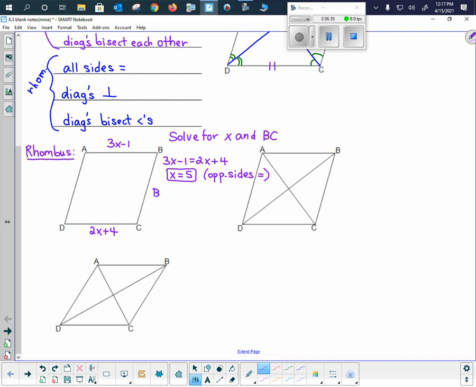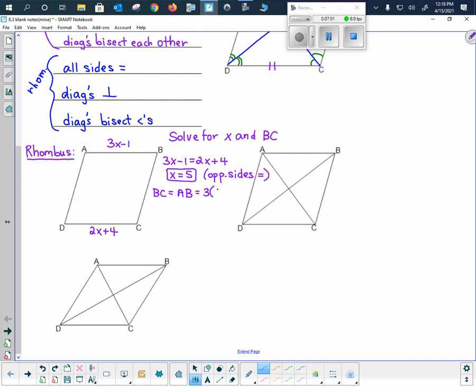Well, notice BC is not labeled. And in a parallelogram, I would have hoped AD was labeled, right? So I could say opposite sides are equal. Well, I don't have that this time. But I should recognize that BC would equal AB. It could just as easily have equaled DC. It doesn't matter. Okay? And therefore, I'm just going to plug and chug.